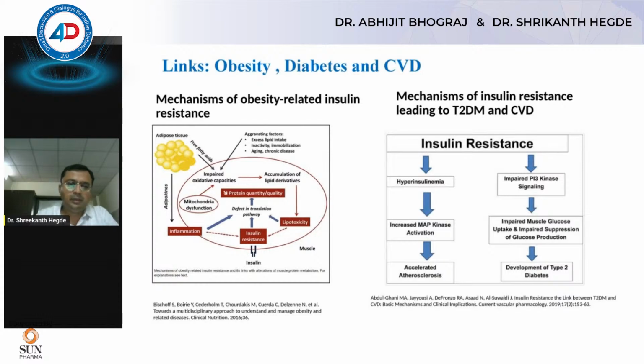That also causes the same problem. Aggravating this condition, people are becoming more and more sedentary, consuming more high calorie diets, and aging. These factors aggravate the ongoing condition and lead to the development of cardiovascular disease. And how does diabetes cause cardiovascular disease? Insulin resistance is the root cause, as we defined earlier. Hyperinsulinemia increases MAP kinase, mitogen activated protein kinase, which causes accelerated atherosclerosis and leads to cardiovascular disease. Also, impaired PI3 kinase signaling leads to impaired muscle glucose uptake and impaired suppression of glucose production, leading to type 2 diabetes, which causes increased risk of cardiovascular disease.